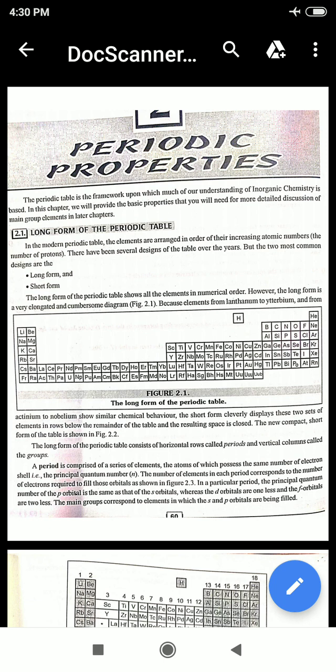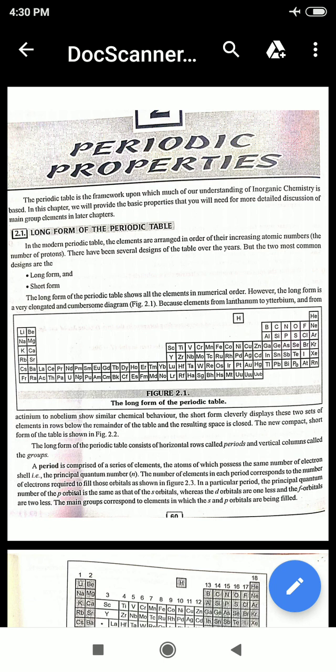However, the long form is very inconvenient and a cumbersome diagram because elements from lanthanum to ytterbium and from actinium to nobelium show similar chemical behavior. The short form clearly displays these two sets of elements in rows below the remainder of the table, and the resulting space is closed. The new compact short form of the table.